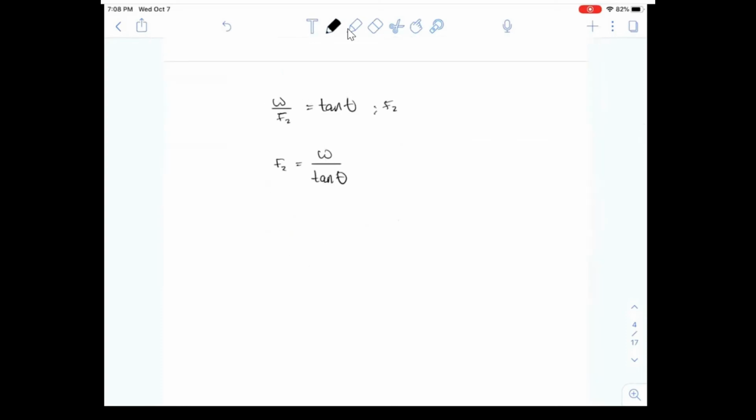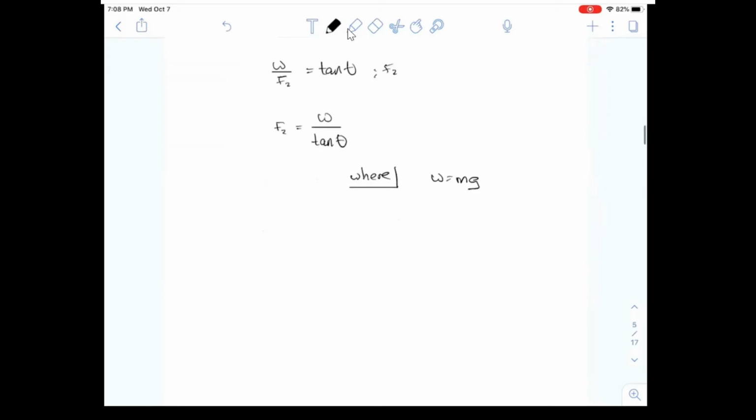All right, so you know what W is. W is the same as mg. Okay, so I'll do a back substitution. This turned out to be much longer than I wanted to do it, but let's go along. All right, this is as far as we will go with this, I think.